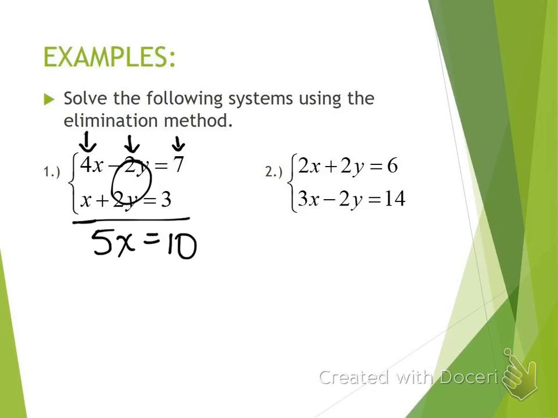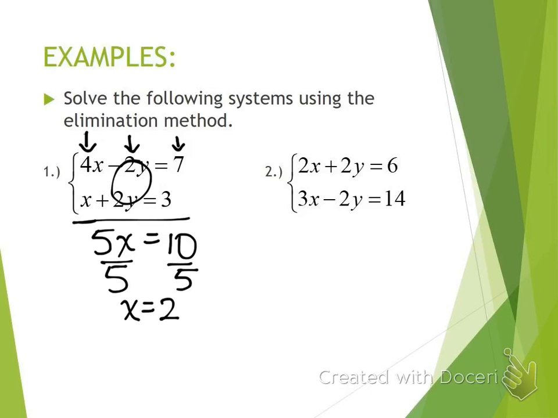Yes. All right. Then we can solve this really easily. What do we do? Divide both sides by 5. X equals 2. That was easy, wasn't it? This is my favorite way of doing these. Okay, but we're not quite done. What do we still need? We need to plug it back in to find y.